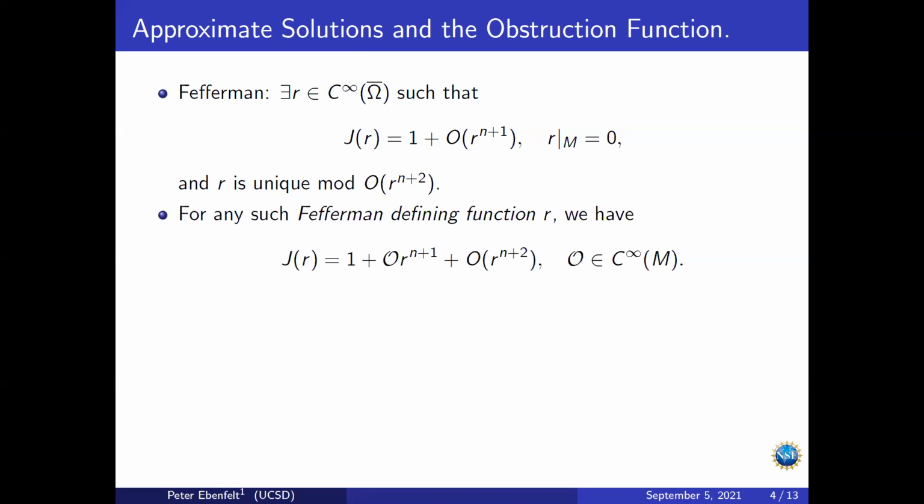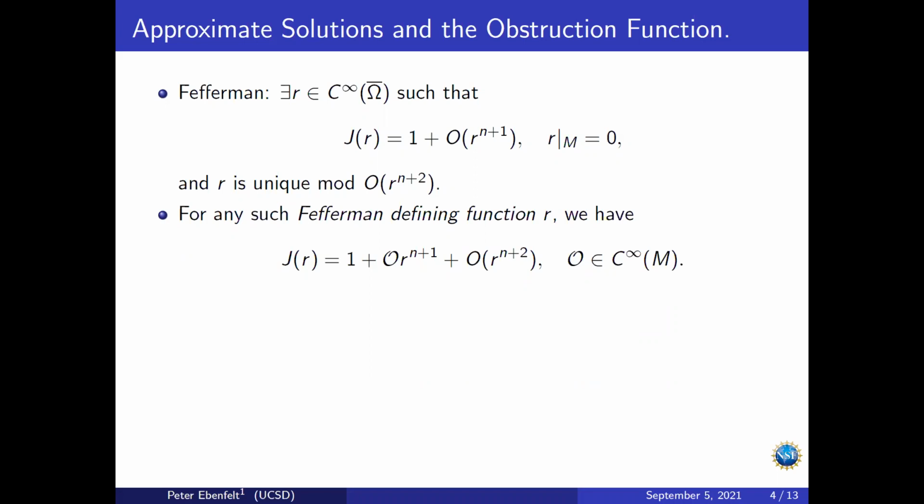And if you do the expansion here, you see what's going on at the power R to the power n plus 1. There is a coefficient there. And if you do a sort of Taylor expansion in R, where R is a defining function, then you can take coefficients there that are smooth functions on the boundary.